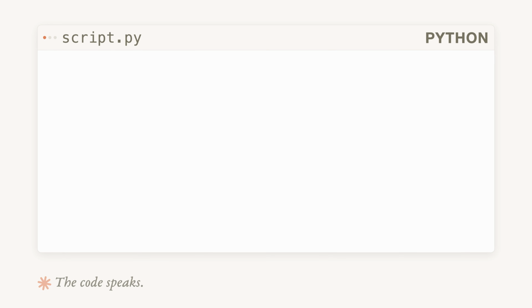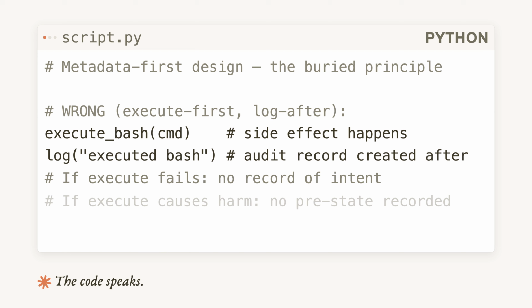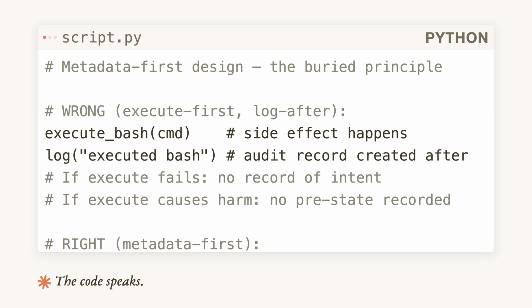Metadata first design is the buried principle. Before Claude Code writes a file, it writes metadata about the write: intended content, reason, expected outcome. Before it executes a bash command, it writes metadata about the command. This means the audit log is written before the action, not after. If the action fails, the metadata already records what was intended. If the action needs to be undone, the metadata records what state existed before. This is how Claude Code enables rollback, resume, and audit in a system that is fundamentally executing irreversible side effects.